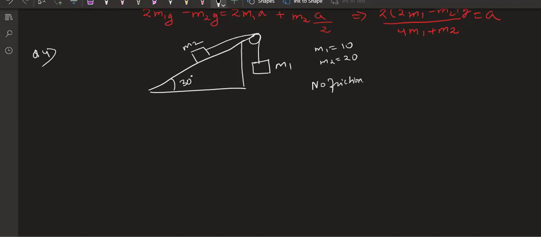Please try solving this. This will be our last problem. After this, we'll have one Kahoot session.